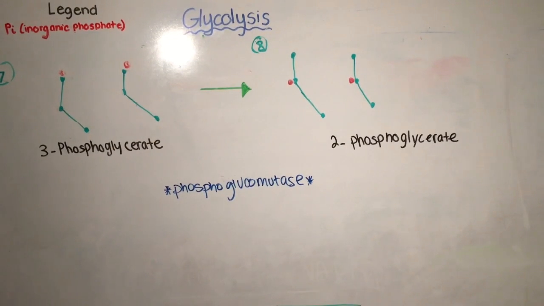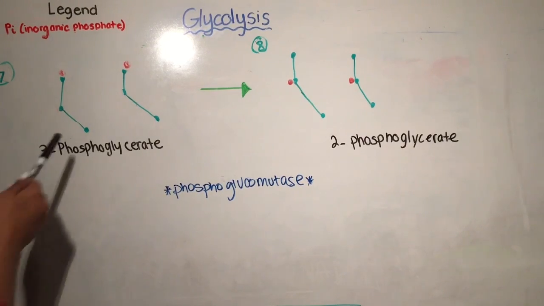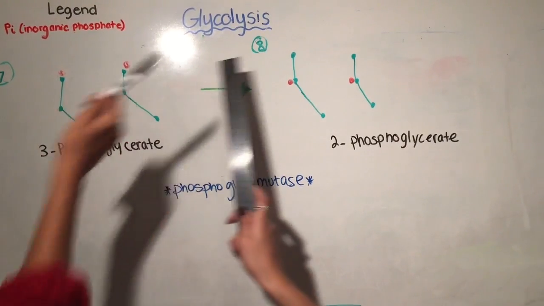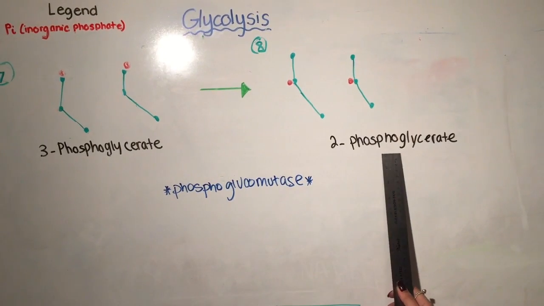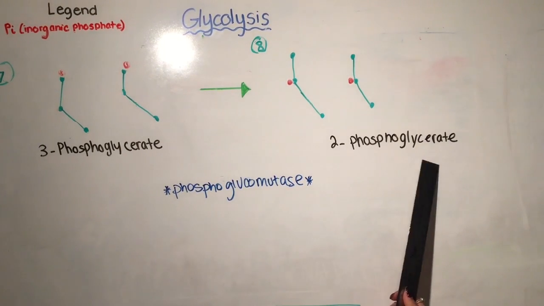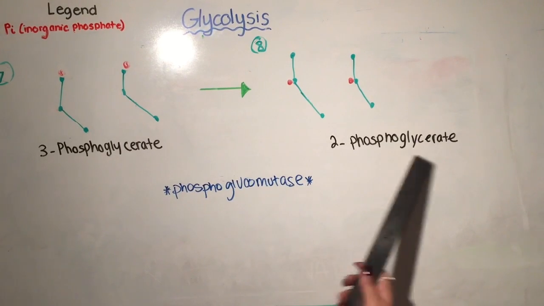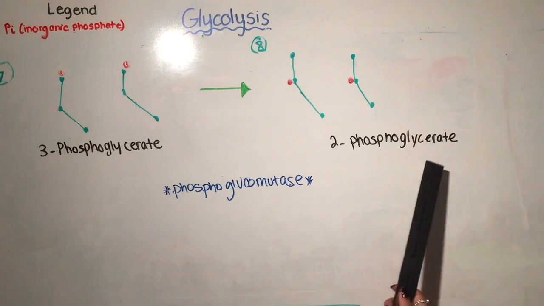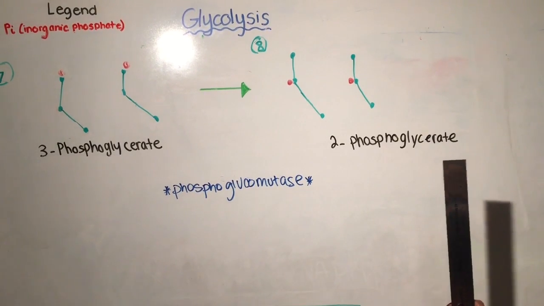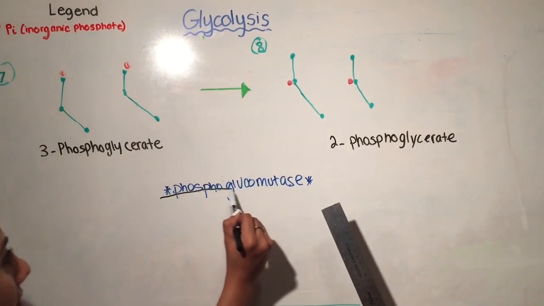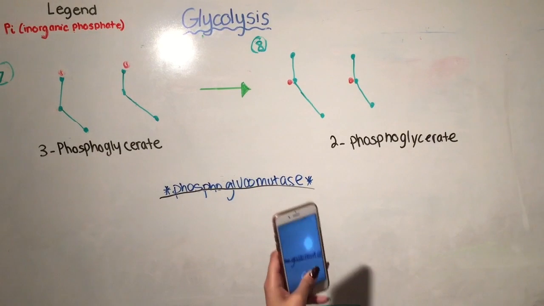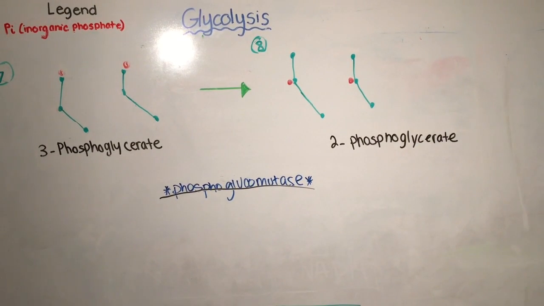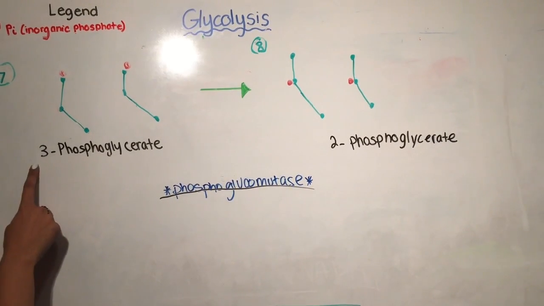Steps 7 to 8 require taking 3-phosphoglycerate and converting it into 2-phosphoglycerate. This happens through the enzyme phosphoglyceromutase. All in all, what this step is doing is taking the phosphate group from the 3rd carbon and transferring it over to the 2nd carbon.